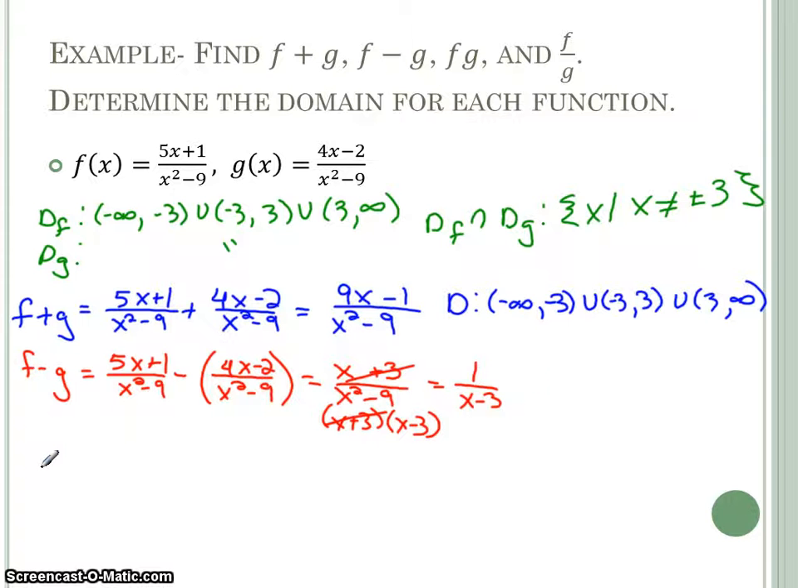So what's the point of that? Because it simplified the fraction. So our domain, even though it looks like that -3 is fine, it's still got to be eliminated.